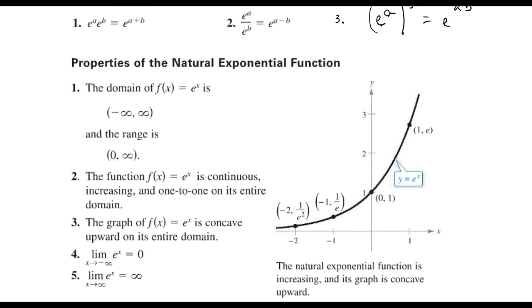And the domain of the graph of f of x equals e to the x, we said earlier that would be negative infinity to infinity. The range would be from 0 to infinity. This is continuous, 1 to 1 and increasing on its entire domain. It is a concave upward graph. The limit on the left as we go towards negative infinity is equal to 0. It does have a horizontal asymptote at y equals 0. And the limit as x approaches infinity of e to the x is going to be equal to infinity. So you can see all of the properties of the graph there.